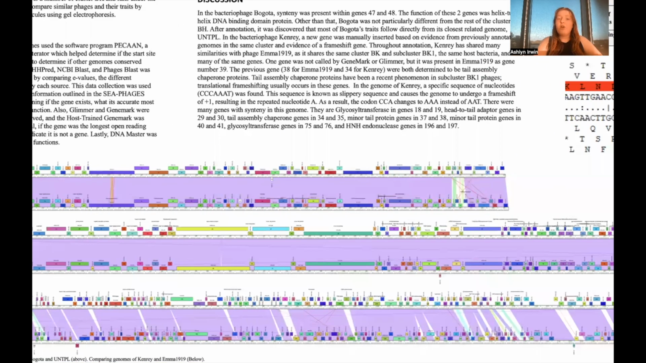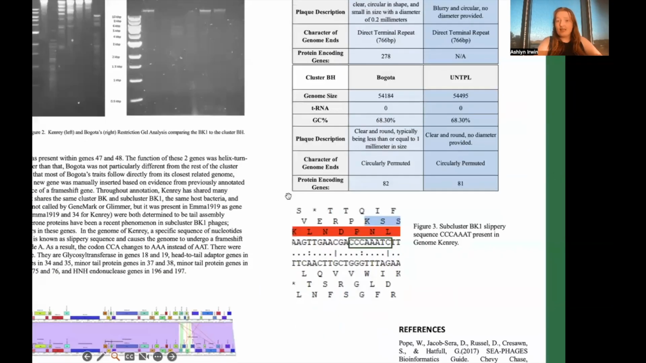All right, for our next phage that we were able to annotate, that's going to be Bogota. Bogota's closest relative is going to be UNTPL. Both are going to be from cluster BH. So Bogota's genome size is going to be about 54,184 base pairs, while UNTPL is going to be 54,495 base pairs. They both have no tRNA, and their GC contents are both 68.3%.